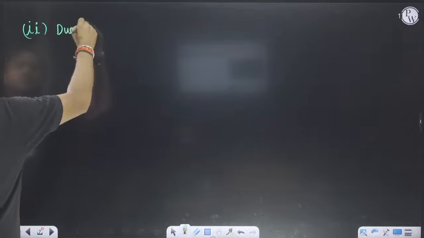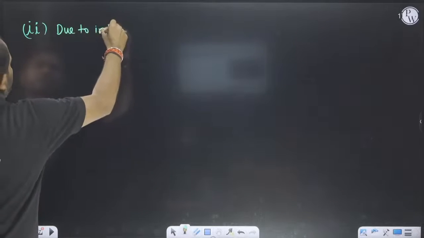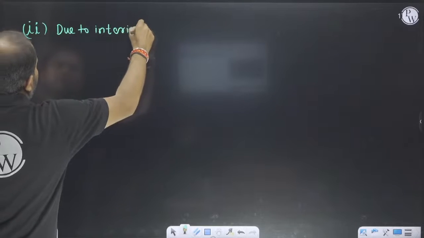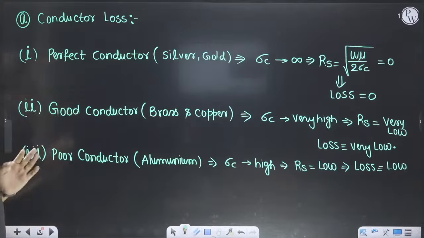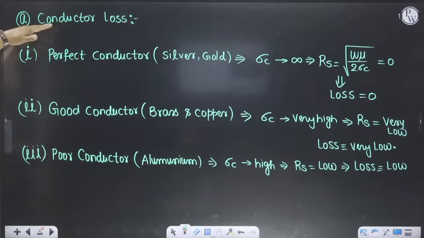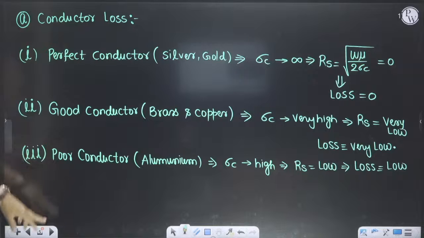So this cannot be minimized. I am saying that conductor loss can be 0. Just listen carefully. Conductor loss can be 0 by taking a perfect conductor. So conductor loss can be minimized.